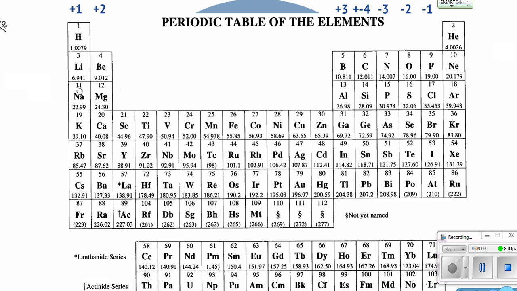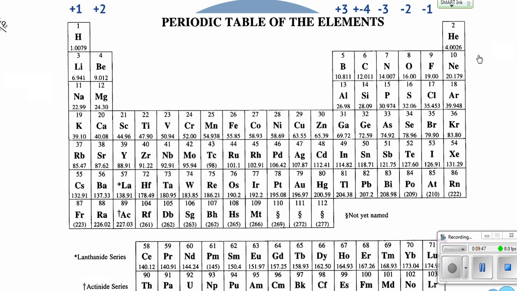For the most part, all of the groups, and you call the columns groups or families, have the same charges. For example, all of group 1 gets a +1 charge. All of group 2 gets a +2 charge. Group 3 typically gets a +3 charge. Group 4 plus or minus 4. Nitrogen and phosphorus typically get a -3. The chalcogens, or group 16, typically get a -2. The halogens all get a -1. And this last column over here has no charge because these are the noble gases.